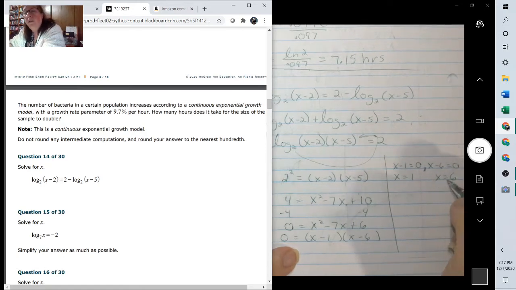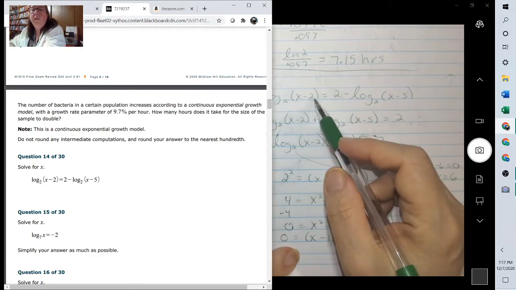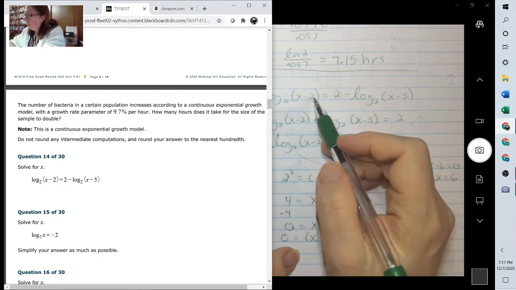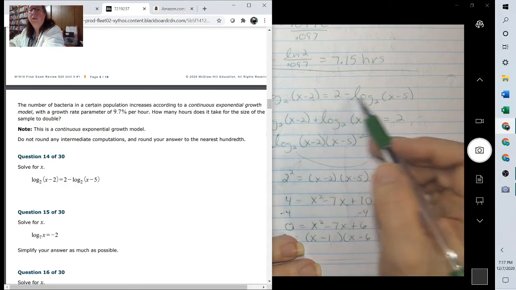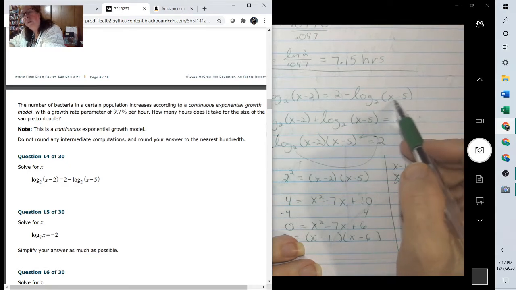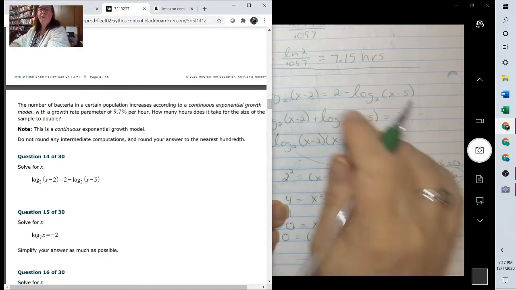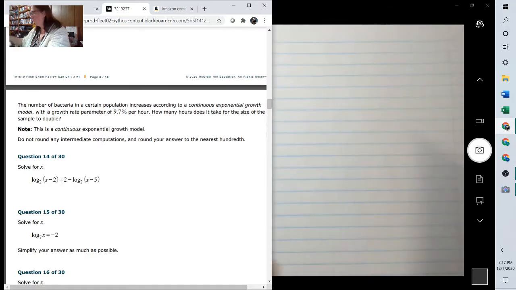Now you need to check your answers because remember you can't take the log of 0 or a negative number. If we plug 1 in here, 1 minus 2 is negative. Well, we can't have that. We plug 6 in, 6 minus 2 is positive, it's a 4. And plugging 6 minus 5 is 1. So this answer will work. But you do have to check because remember you can't take the log of 0 or a negative number.